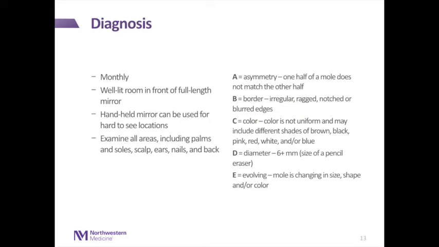So how do we detect melanoma? The main way of detecting melanoma is by the skin self-exam. So, we recommend patients get monthly self-exams, and in a well-lit room in front of a full-length mirror. A handheld mirror can be used for hard-to-see locations, and it's important to examine all areas, including the palms and soles, the scalp, the ears, the nails, and back. And this is kind of a visual of how that is.